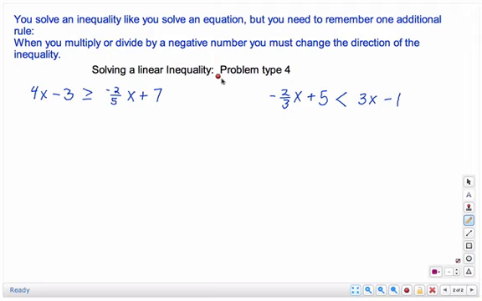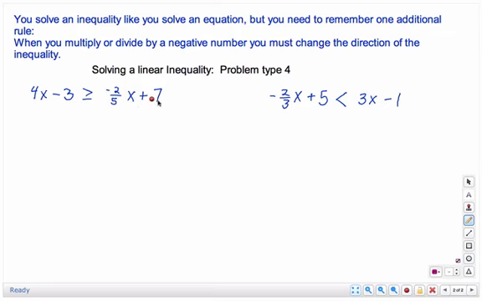This is an example of solving a linear inequality problem type 4. You need to remember that when you're solving an inequality, you solve it just like you would an equation, but when you multiply or divide by a negative number, you must change the direction of the inequality. Now, I have two examples here.